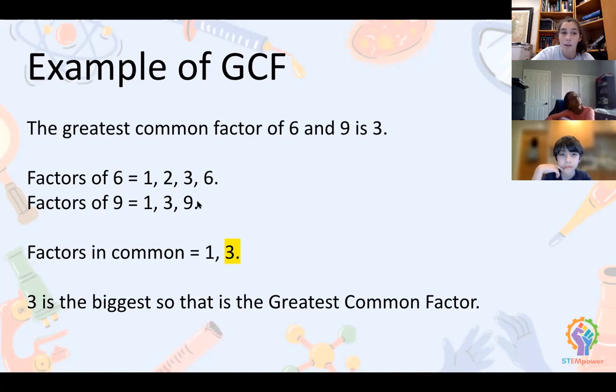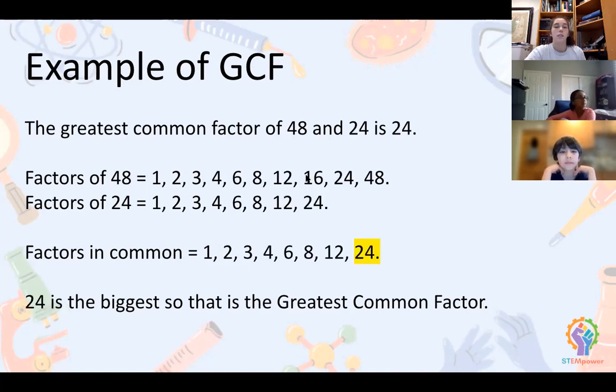6 does not have a 9, and 9 does not have a 6, and they both have 1s, but they both have 3 also, and 3 is larger than 1. So 3 is the greatest common factor of these two numbers. Does that make sense? Sort of? Yeah. Great. Okay, so 48 and 24.